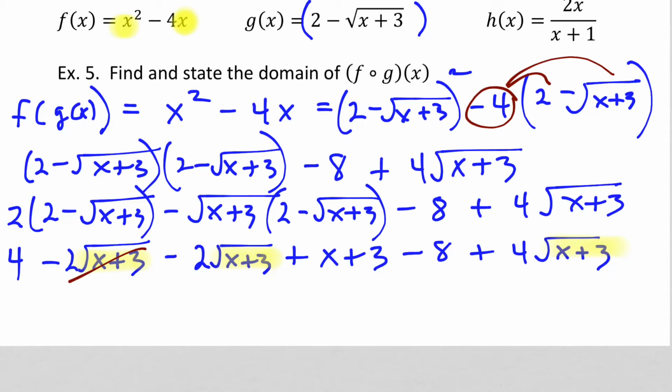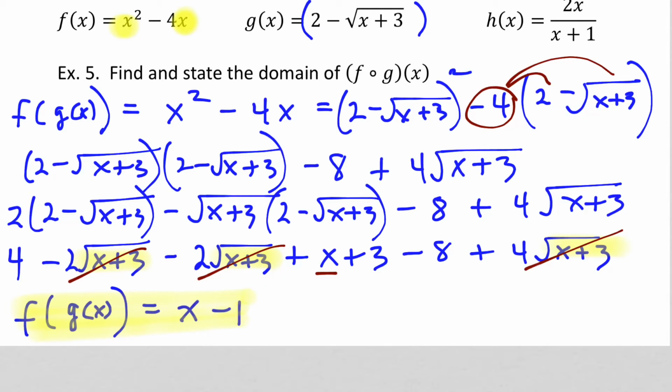So cancel, cancel, cancel. So then we're going to see we've got an x here. So x. And then we've got a 4 plus 3 is 7. 7 minus 8 is negative 1. So x minus 1. So that's what the simplified form of f of g of x is.